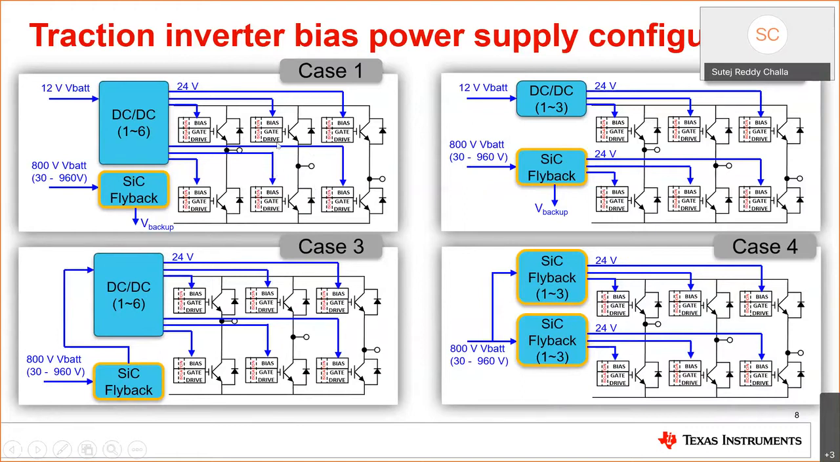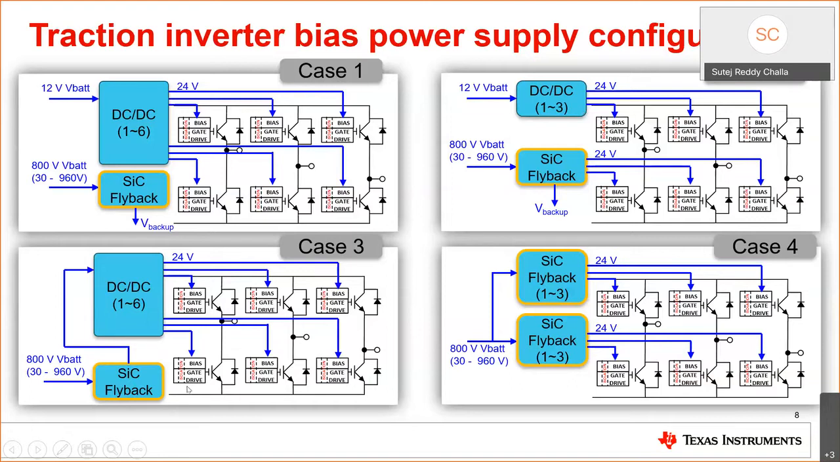In the first case, you could see here, all the gate drive bias power is being generated from the 12 volt battery as the primary bias power source, and this silicon carbide based flyback is being used as a backup source for all these rails. So this is one case. And in the second case, all the high side switches of the traction inverter are being driven by bias power from the 12 volt battery, and all the lower switches are being driven by bias power from the high voltage battery, and this silicon carbide flyback would also serve as a backup for the high voltage bias power.